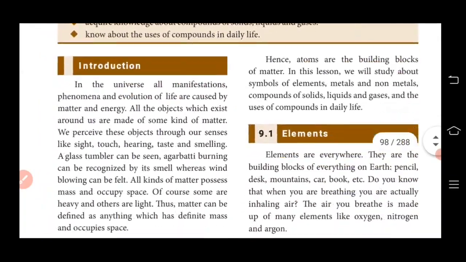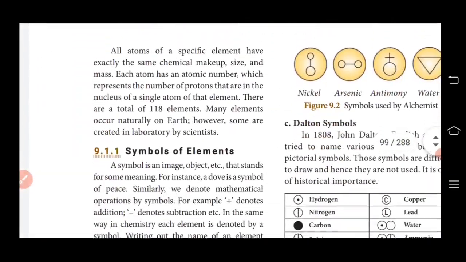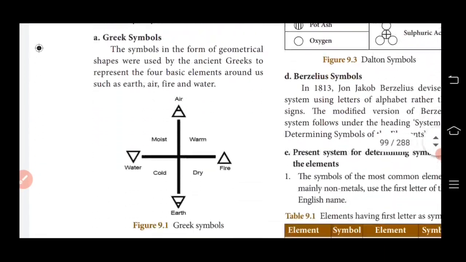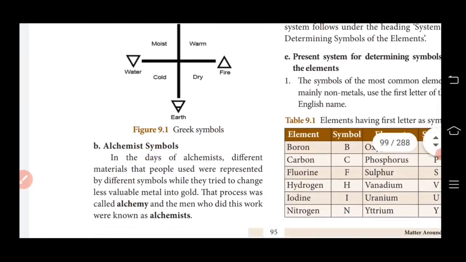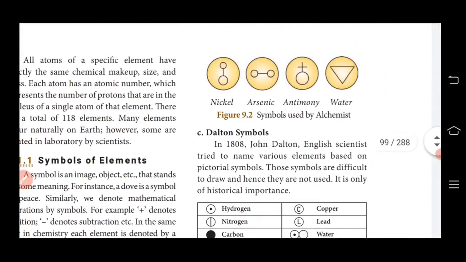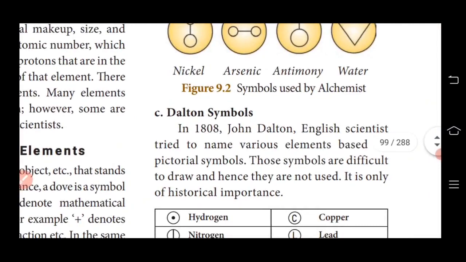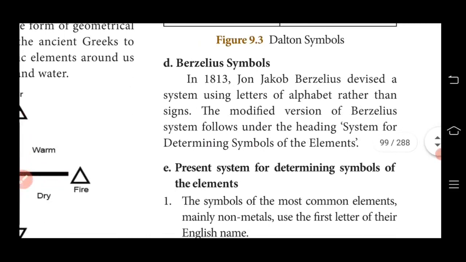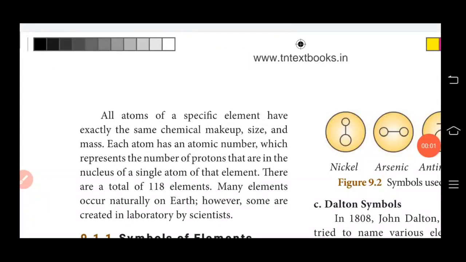In our last online class, we have seen the topic Symbols of Elements: Greek Symbols, Alchemist Symbols, Dalton Symbols, Berzelius symbol, and then the present system for determining symbols of the elements. Let me once again recall what we saw in our last online class.